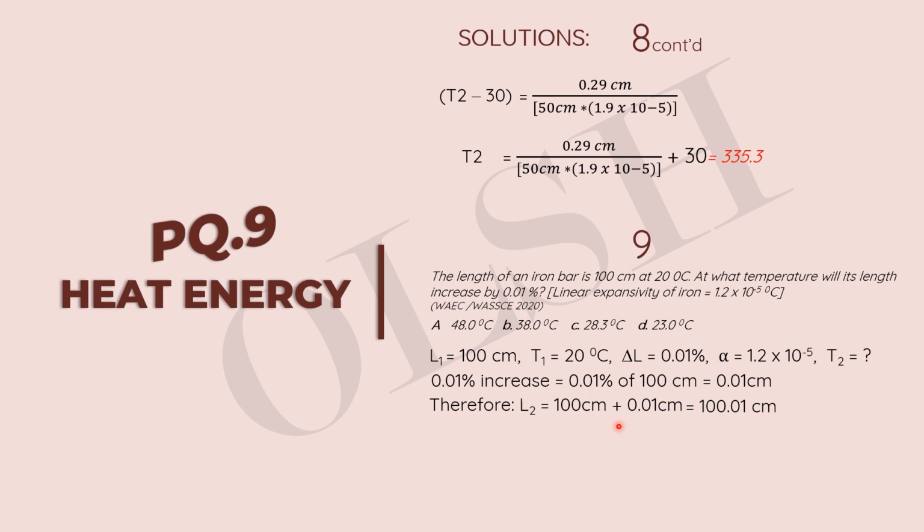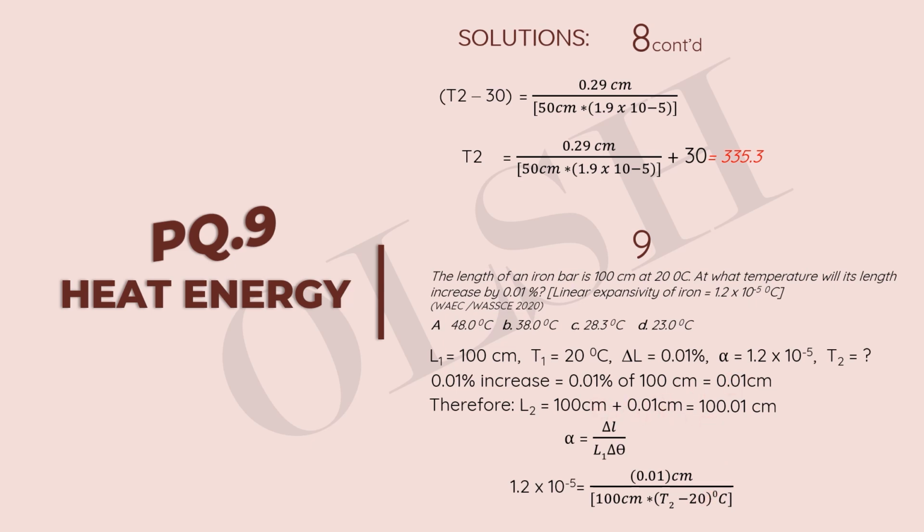So the question is to know at what temperature this will happen. So we put this into our equation, which is the equation for finding linear expansivity. So if we put this in, we have change in length to be 0.01 cm. We have our L1 to be 100. Of course, remember we got 0.01 cm as the change in length from the percentage increase we solved. This is not L2. This is the increase, the increment. So you add it to what you have and you get L2.